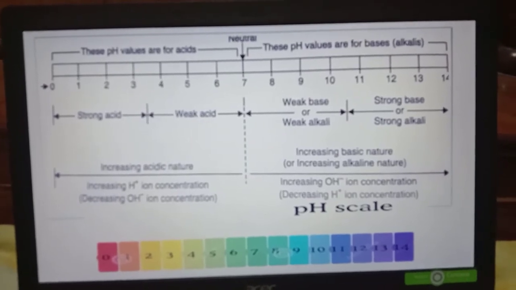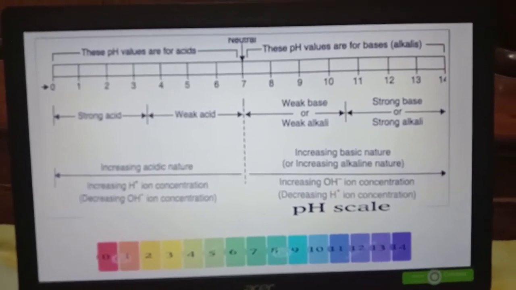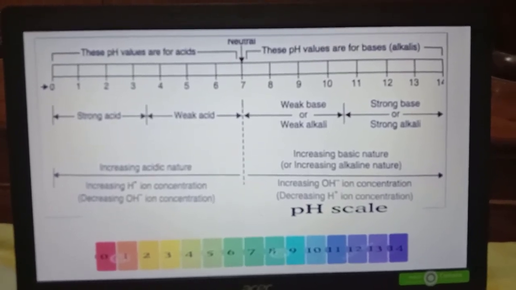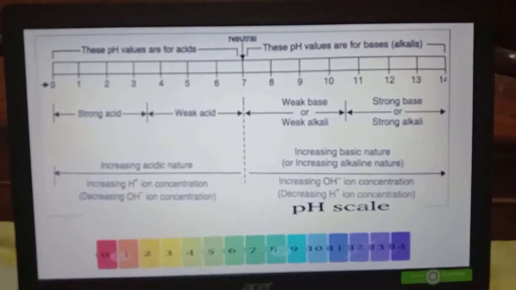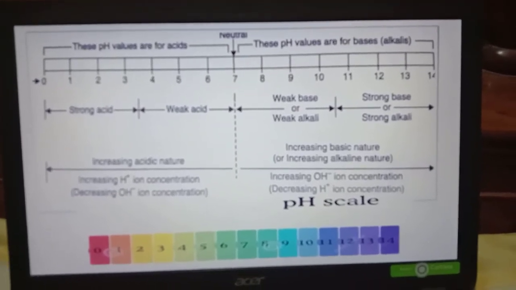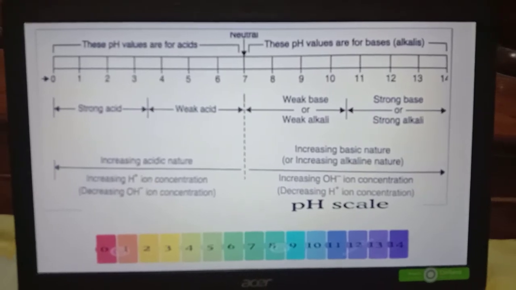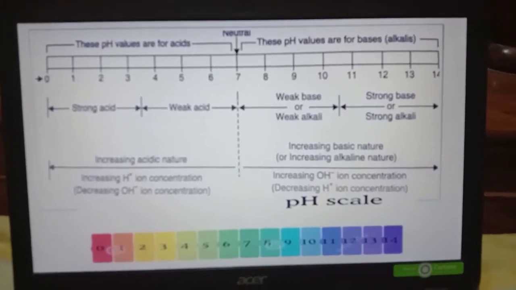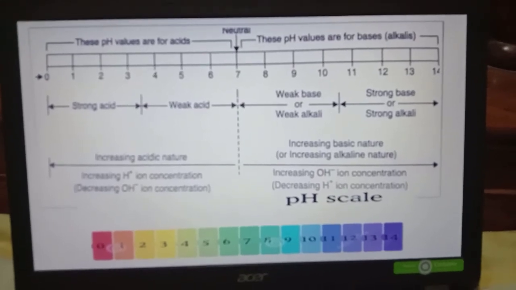So children, see carefully at the corners of the pH scale. At the left-hand corner, there are strong acids which will show you the red color on pH paper. At the right-hand corner of the pH paper is the strong base, which will show you violet color on pH paper.